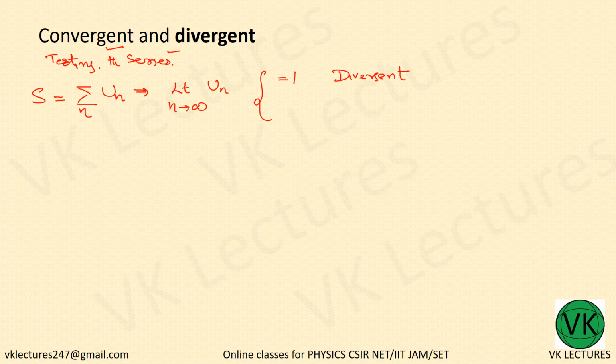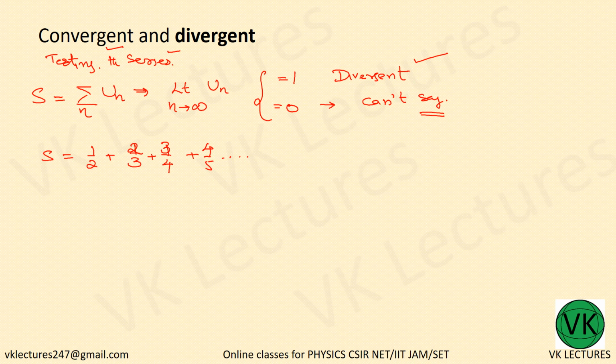Okay, and if it is equal to 0, you can't say, or it is not possible to judge whether it is divergent or convergent. But if it is equal to 1, you can definitely say that it is a diverging one. Now for example, you can write S is equal to 1 by 2 plus 1 by 3 plus 1 by 4, 1 by 2 plus 2 by 3, 3 by 4 plus 4 by 5, etc.